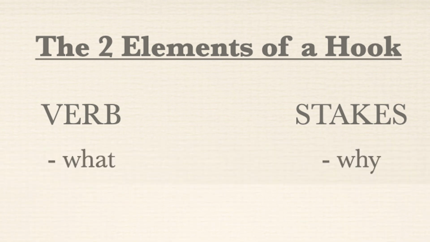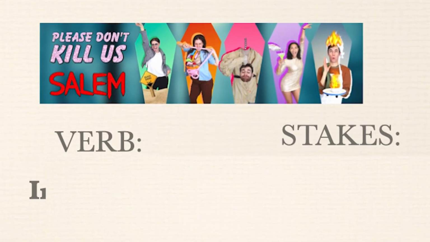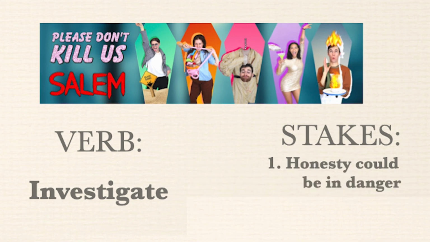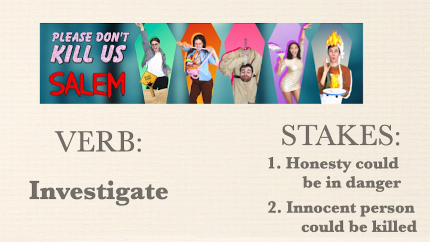So in the case of Salem, the verb in this opening hook is investigate, since the party is told to solve the mystery of what happened to the young girl. And the stakes involve a couple of different factors. One is that the missing girl or other young girls might be in danger. Two, a young woman has been imprisoned, and probably wrongfully, so an innocent person may be burned at the stake.